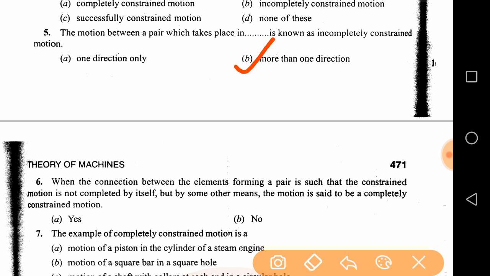Next, when the connection between the elements forming a pair is such that the constrained motion is not completed by itself but by some other means, the motion is said to be a completely constrained motion. The statement is false. This is a wrong statement. The answer is no.